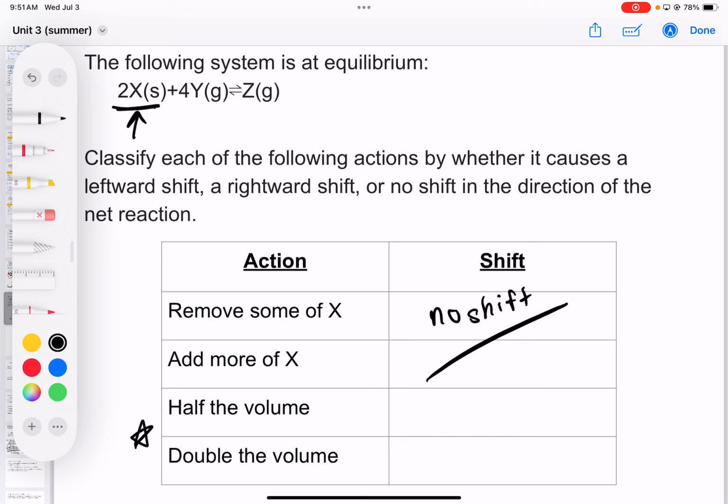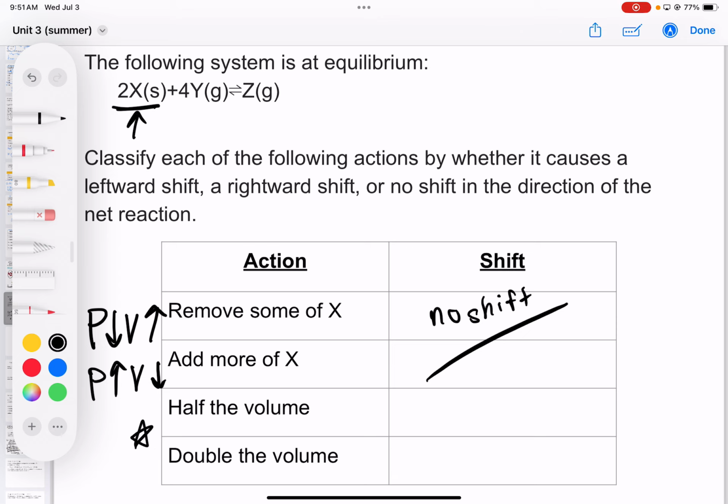Okay, so for these volume ones, what they're actually really asking you about is pressure. So if I increase volume, pressure will decrease. If I decrease volume, pressure will increase. So pressure we define as like how often the molecules are hitting the sides of the container. That's how I always describe it.